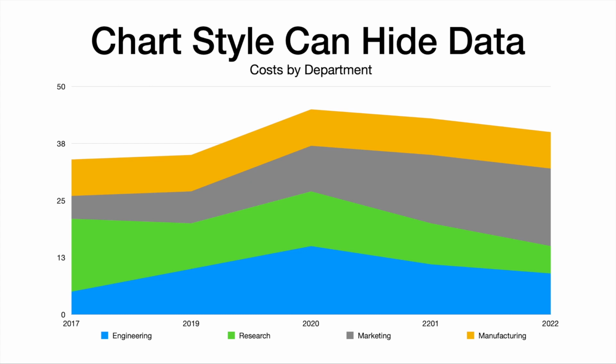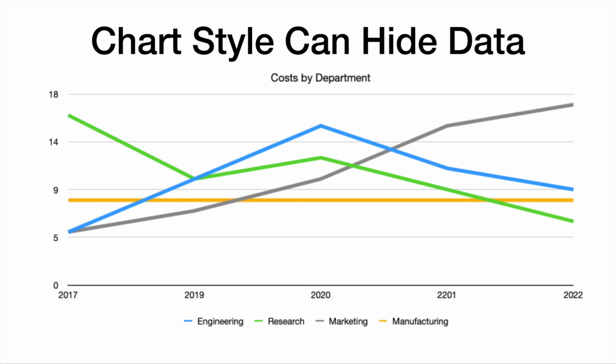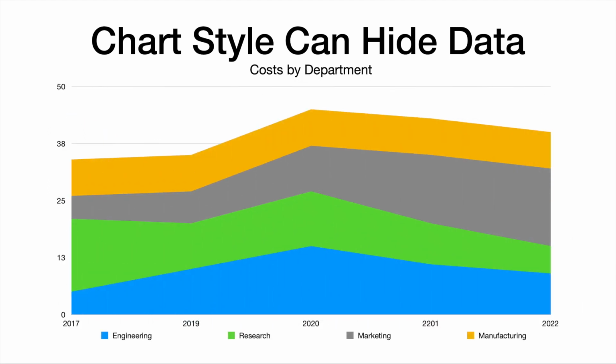But I think here, if you were in the marketing department and you were worried that your budget was going to be cut, you might prefer to present this slide at a meeting instead of this slide here. Because in the line chart, it's very clear that marketing is getting out of hand. Here, the exact same data is being presented. But it doesn't look so bad.